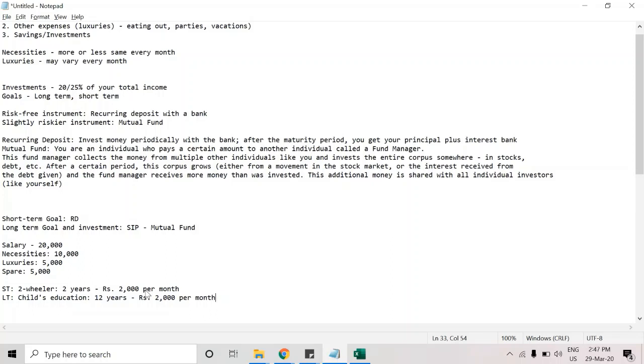Now, an important factor to consider is the fact that your income is not the same every year. It keeps increasing, so should your savings and your investments as far as possible.